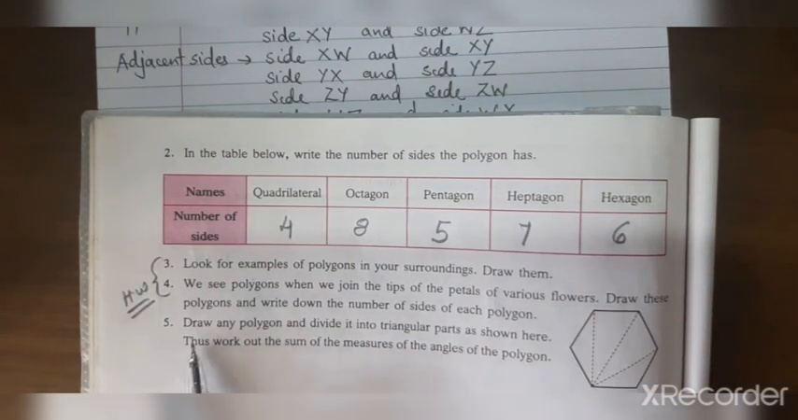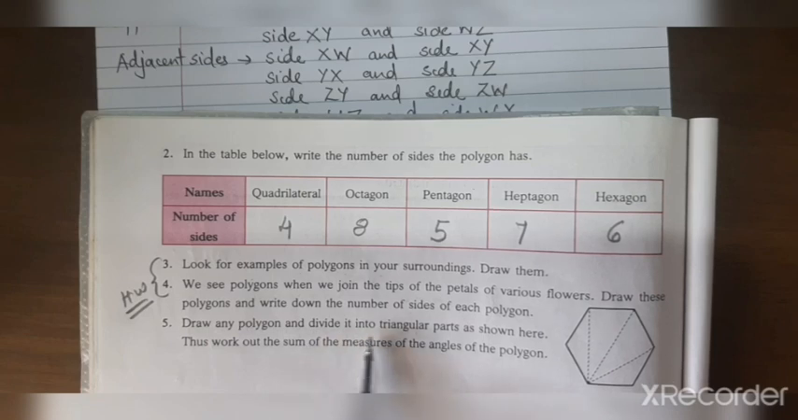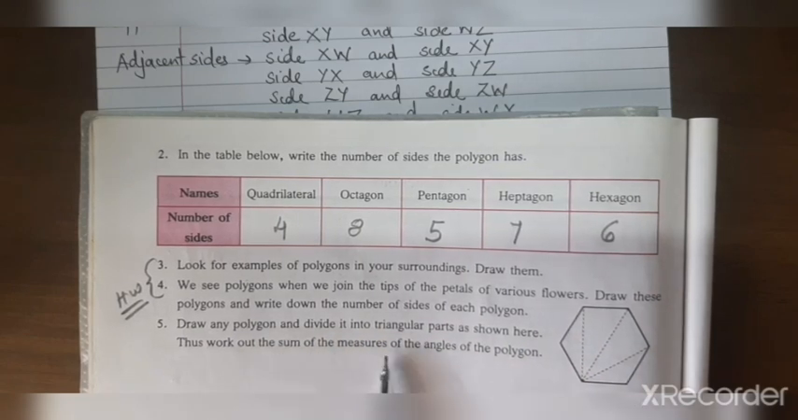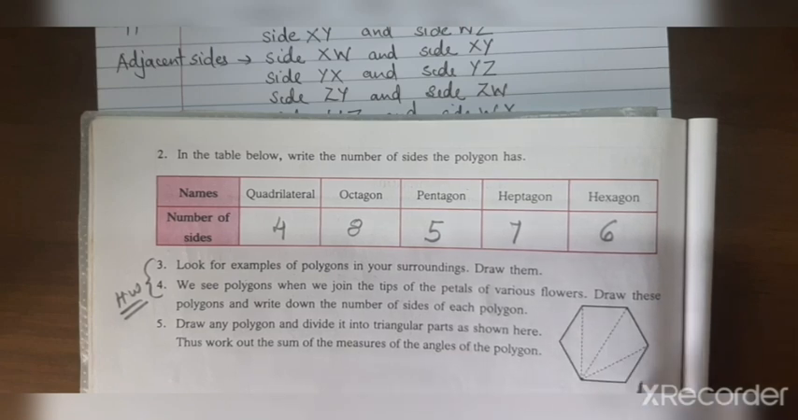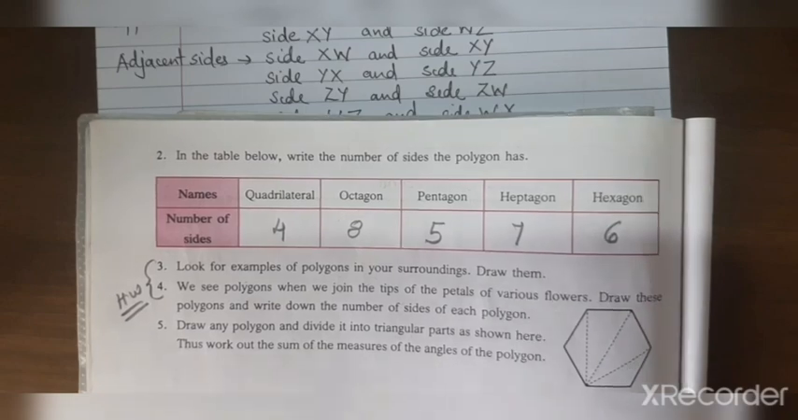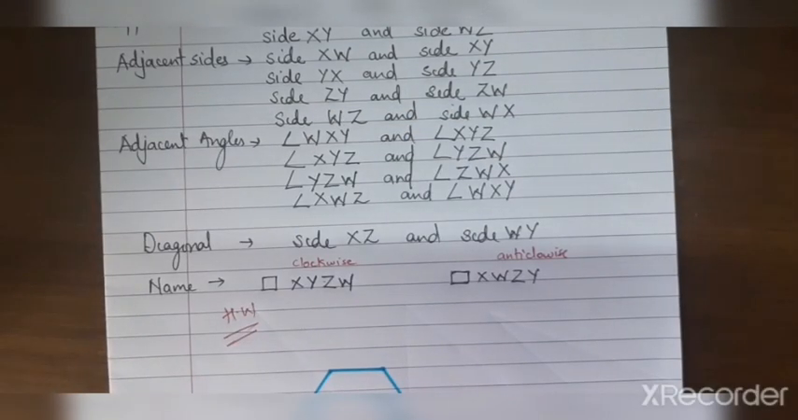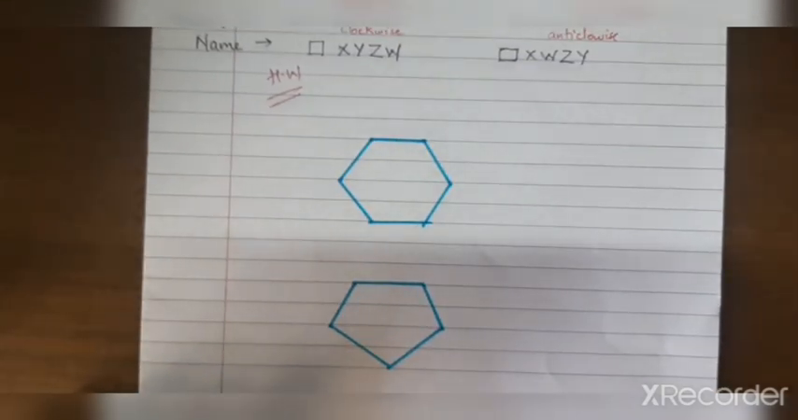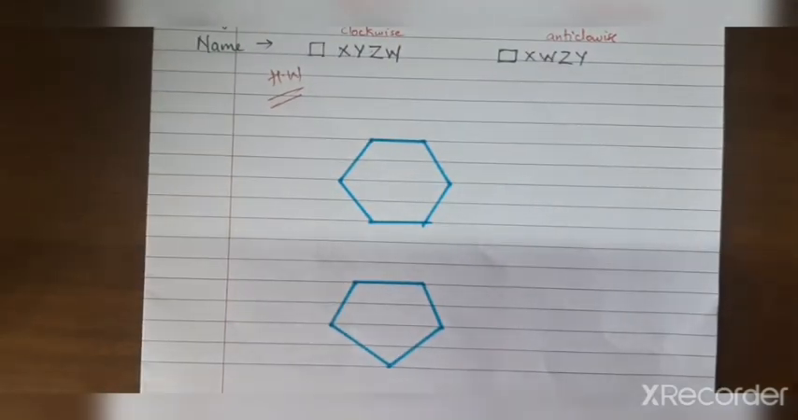Now the fifth one, we have to draw any polygon and divide it into triangular parts as shown here. Then work out the sum of the measure of angles of the polygon. And they have given one example. This is a hexagon, a six-sided figure. Okay, so we will try this too. You can take any polygon. I have drawn two polygons. One is six-sided and one is five-sided. So one I have taken as a hexagon and one I have taken as a pentagon.